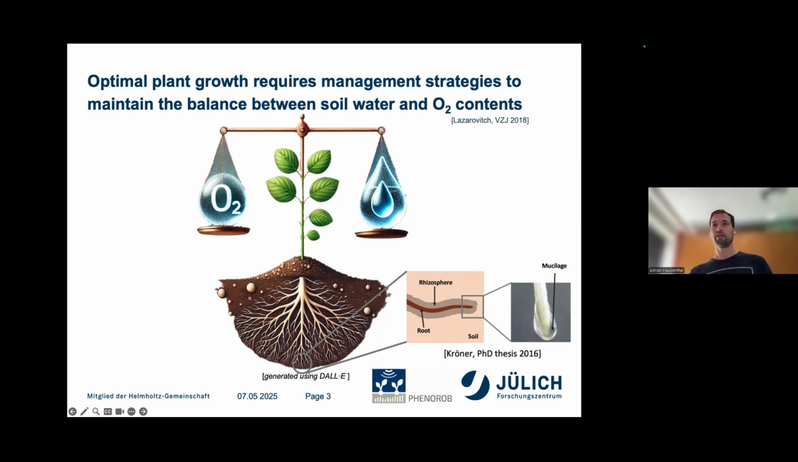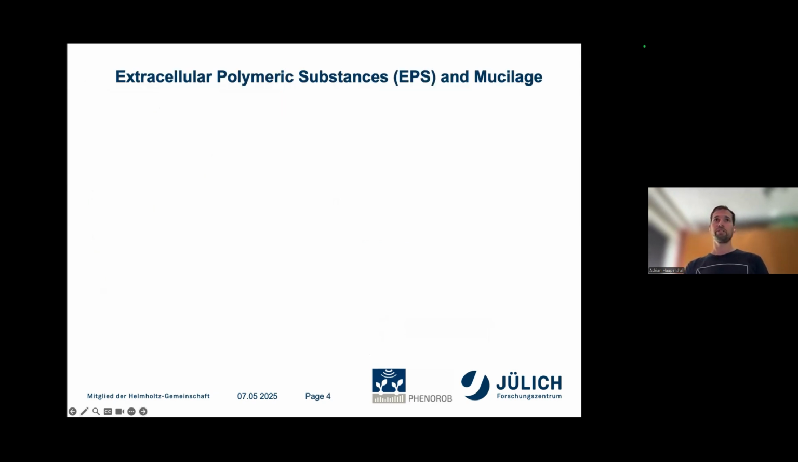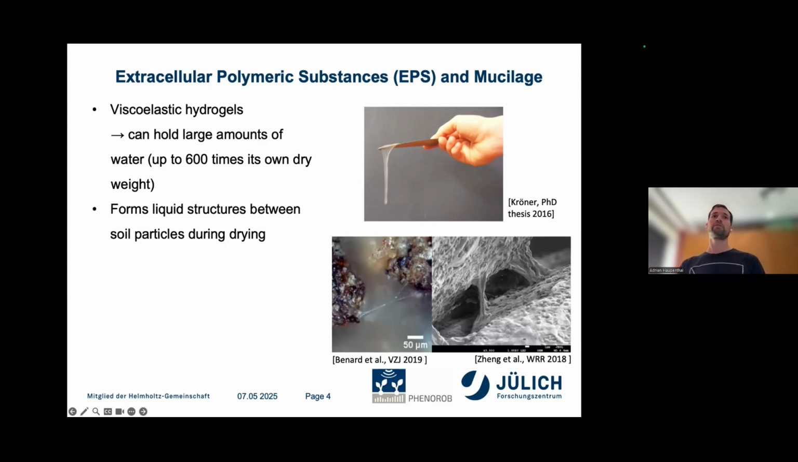But it's not only mucilage that is secreted into the pore space. Bacteria also produce similar polymeric substances called EPS, extracellular polymeric substances, which are also deposited into the pore space. If we take a closer look, both are viscoelastic hydrogels that can hold large amounts of water, depending on the type up to 600 times their own dry weight. And both form liquid filament structures between soil particles during drying.